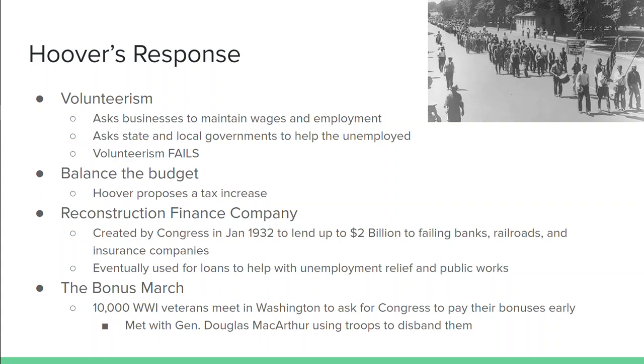Well, let's think about this. If you're a company, you're not making money, you have to cut people. So that's unrealistic. Herbert Hoover is going to ask states and local governments to help those who are unemployed. This is a time before unemployment insurance exists, and states can't afford it. So volunteerism is going to fail, and it's going to fail spectacularly. And Herbert Hoover is so checked out of reality. If you can't tell, I don't really like Herbert Hoover very much.